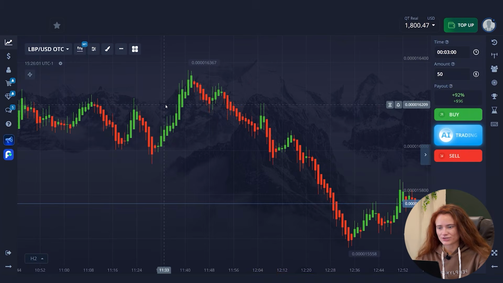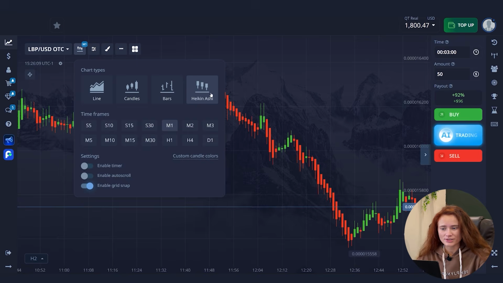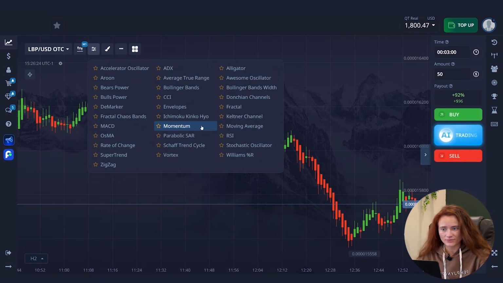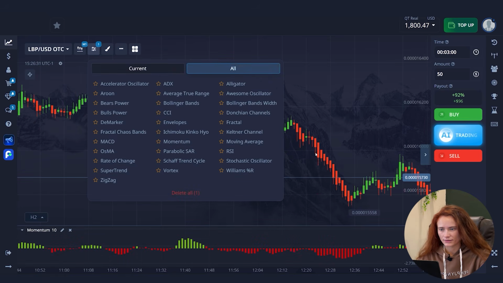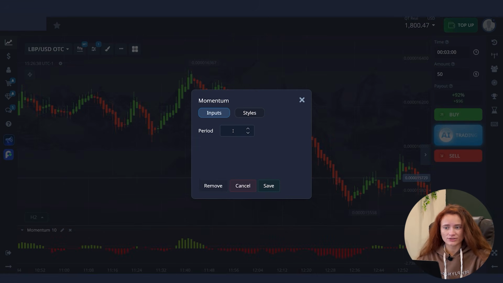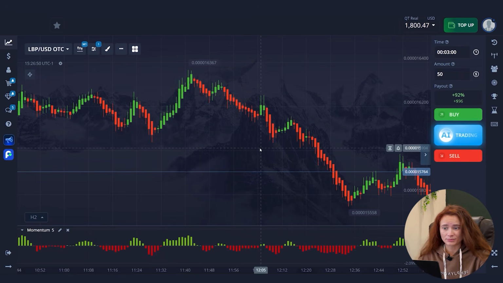Before you start working with the strategy, it's important to set up and prepare your account for work. So let's do that. I will use the Heiken Ashi graphic type. The time frame will be 1 minute. And now you need to turn on the indicator. For this, in the indicator section, I will select momentum. The period of the indicator will reduce to 5. This is necessary to see all the price fluctuations as quickly as possible. And that's it. It completes the configuration.